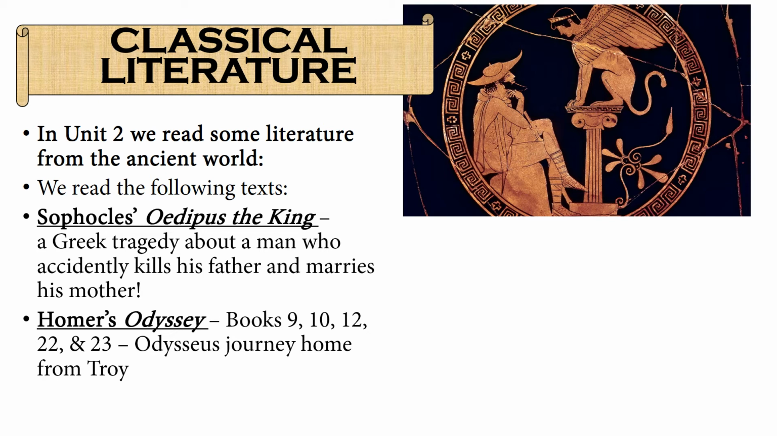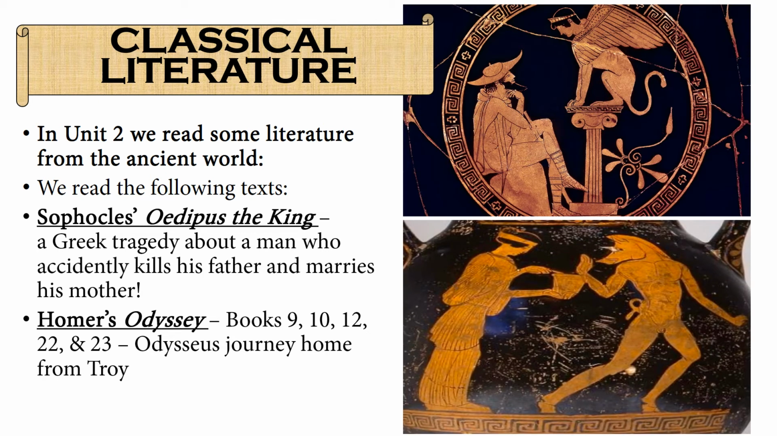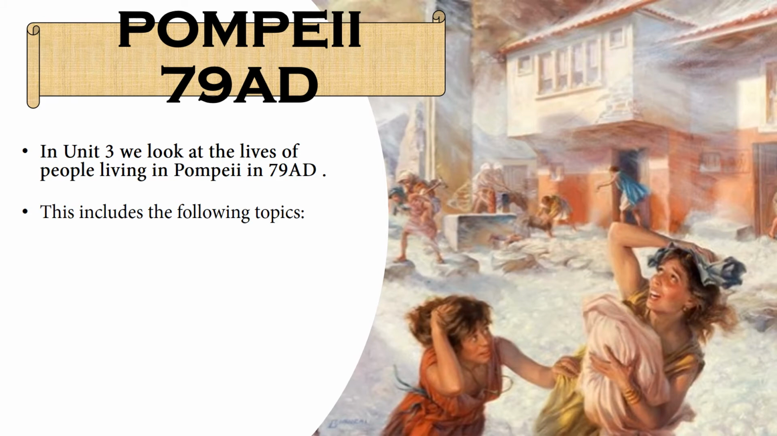Books is the term really for chapters 9, 10, 12, 22, and 23, about Odysseus' return from Troy and what happens once he arrives back on Ithaca. And then finally, Unit 3, we look at the lives of the people living in Pompeii in 79 AD.